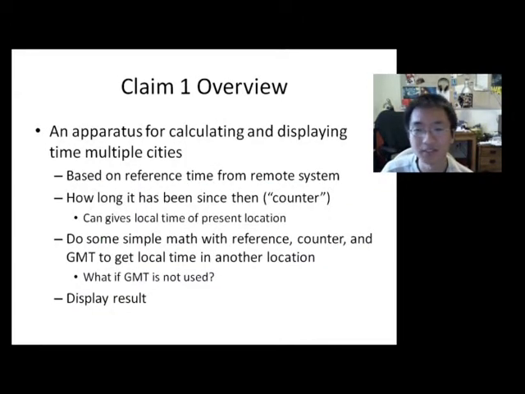So back to the overview, it's pretty clear that Apple probably gets a reference time from the remote system because it's how it's going to sync its time. Then it will count how long it's been since the reference time to say what time it is now. But in terms of actually calculating, maybe it's not using GMT, then it might be able to say, well, we're not infringing on the patent.